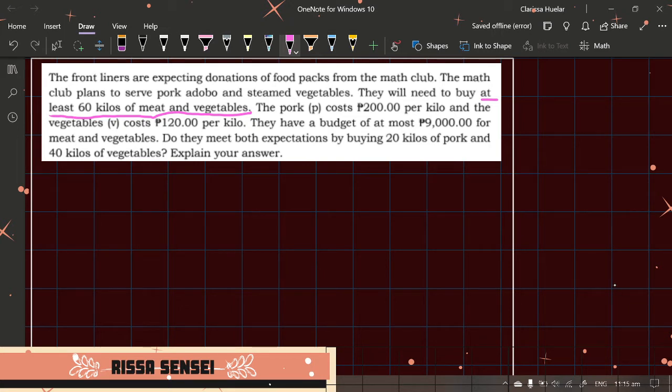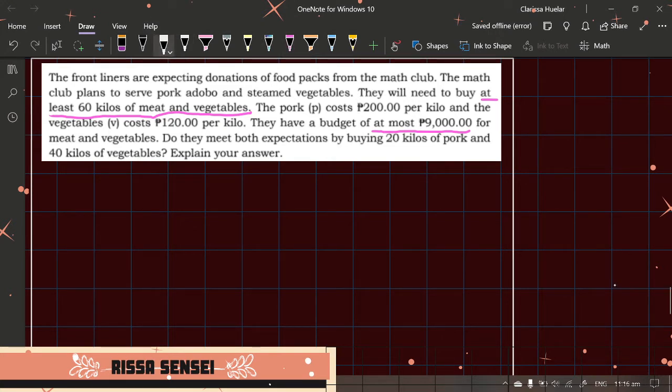The pork costs 200 pesos per kilo and the vegetable costs 120 pesos per kilo. They have a budget of at most 9,000. So another inequality, meron tayong budget na hindi daw lalagpas ng 9,000 pesos. For meat and vegetables, do they meet both expectations by buying 20 kilos of pork and 40 kilos of vegetables? So how do we explain this?